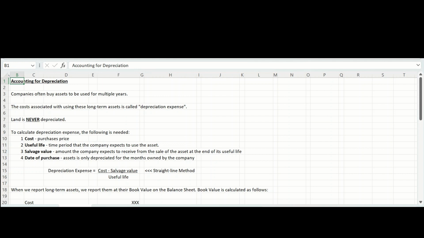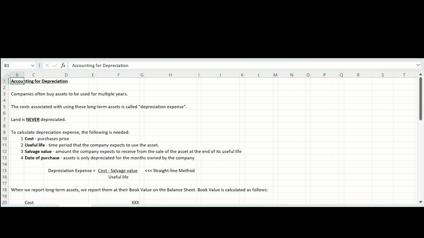Now, what is depreciation? Well, companies often will buy assets that they'll use for multiple years. These can be referred to as long-term or non-current assets. And the cost associated with using these long-term assets is going to be called depreciation expense. Now, as you know, assets will not last forever. And so a company must recognize the net economic benefit of running their business. So they have to estimate how much of the long-term asset is actually used in the process of earning revenue each year.